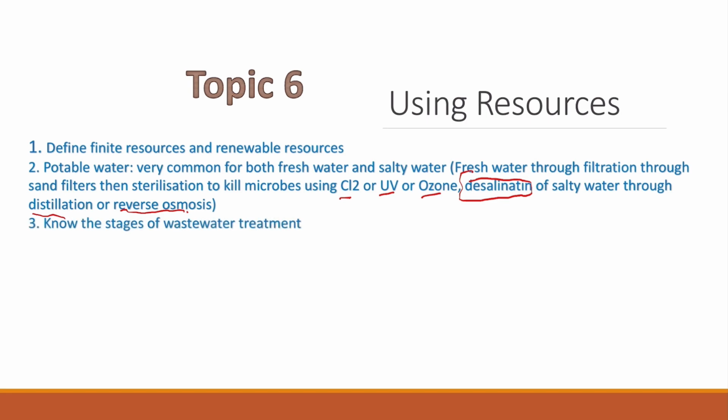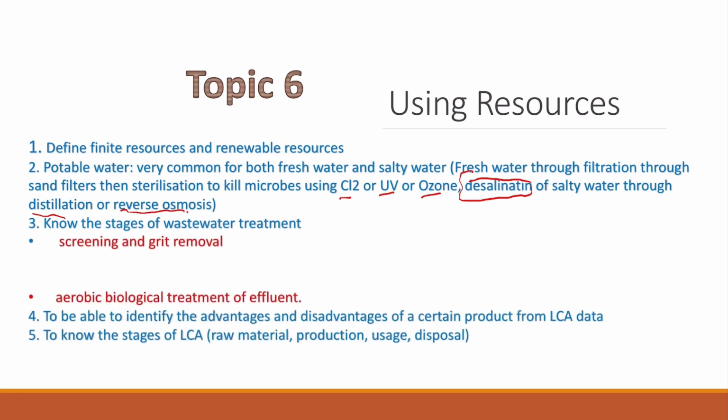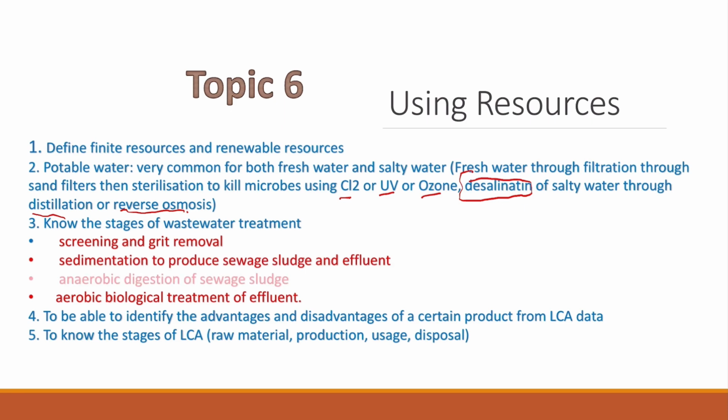You should know all 4 stages of wastewater treatment. The first stage is screening and grit removal. The second stage is sedimentation to produce sewage sludge and effluent. The third stage is the anaerobic digestion of sewage sludge, and then the aerobic biological treatment of the effluent. So these are the 4 stages.